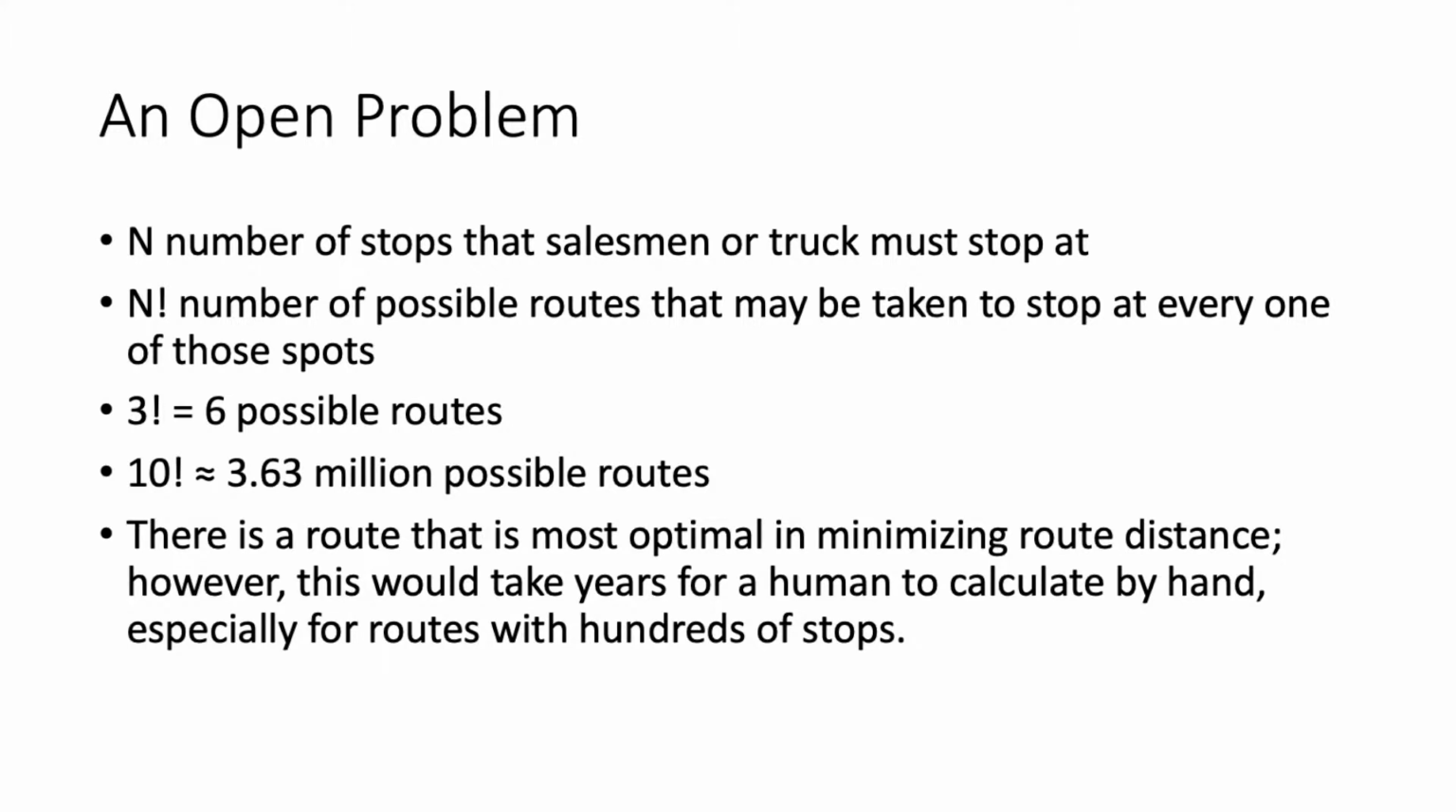For a TSP, N represents the number of stops that a salesman or truck must make in its traveling route. There are N factorial possible routes to stop at all of the spots. The problem is to determine the optimal route while minimizing distance. This would be inefficient to calculate by hand, especially for routes with hundreds of stops, so simulation is a much better alternative.